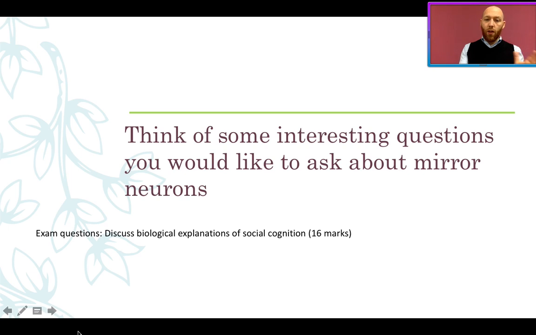One possible exam question you could get asked is: discuss the biological explanations of social cognition. It would not necessarily be strictly reduced to mirror neurons, but that would be the bulk of your essay. Equally, I should have said, mirror neurons would go well in an essay on perspective taking as an evaluation point, and of course theory of mind. So feel free to use all this stuff in those other sections that we've looked at as well.